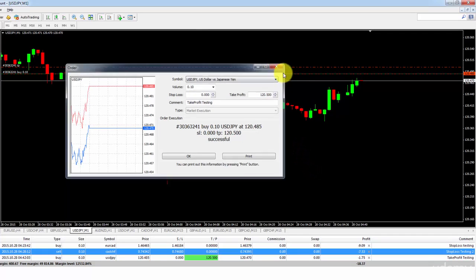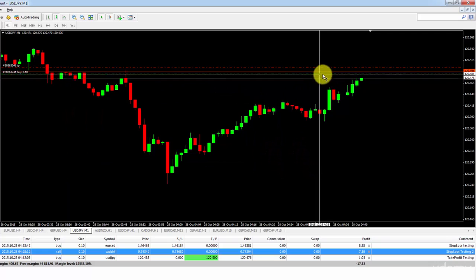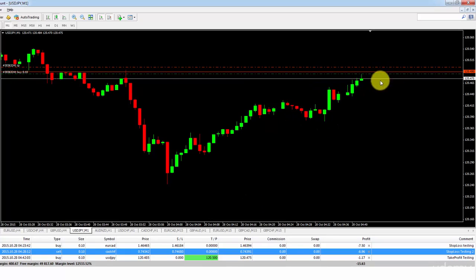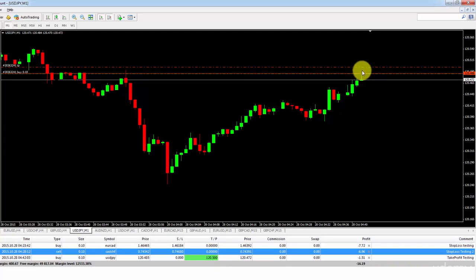There you go. So what do we see here? You can see the green line. That's where the order was set. Now look down here. You can see that the take profit is green. That's because the price.